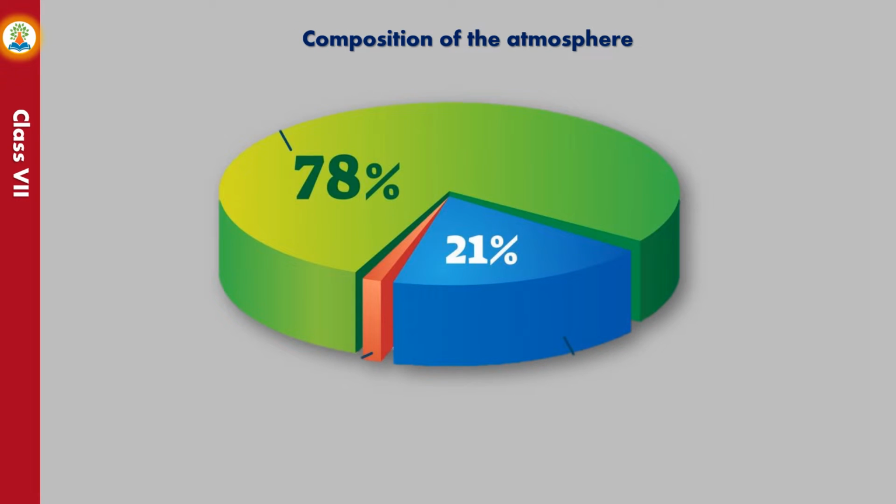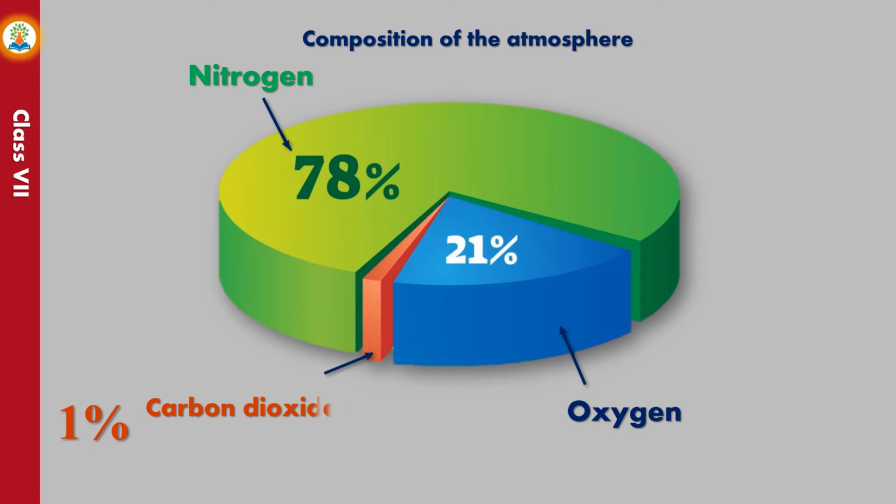The atmosphere consists of a mixture of gases. The main constituent gases are about 78% nitrogen and about 21% oxygen. The remaining 1% is made up of gases like carbon dioxide, argon, water vapor and other gases.